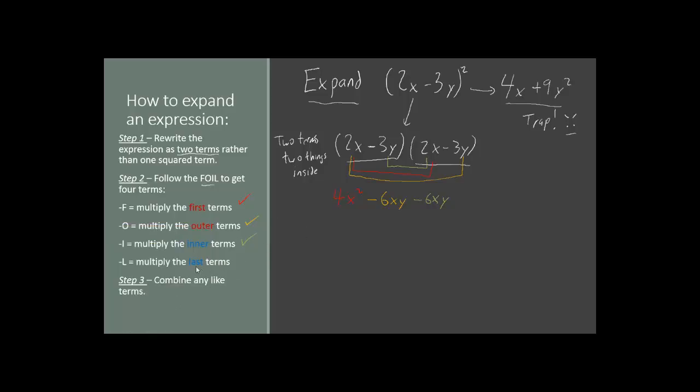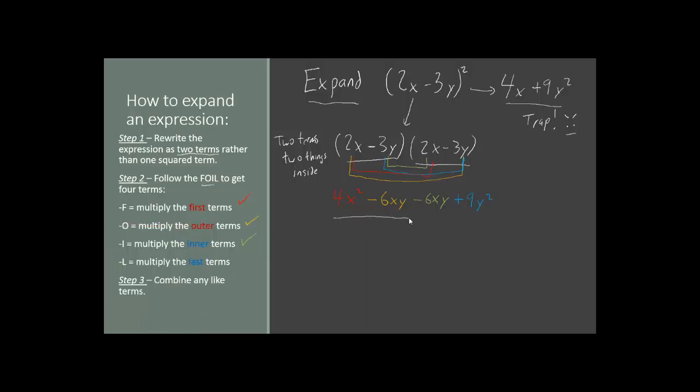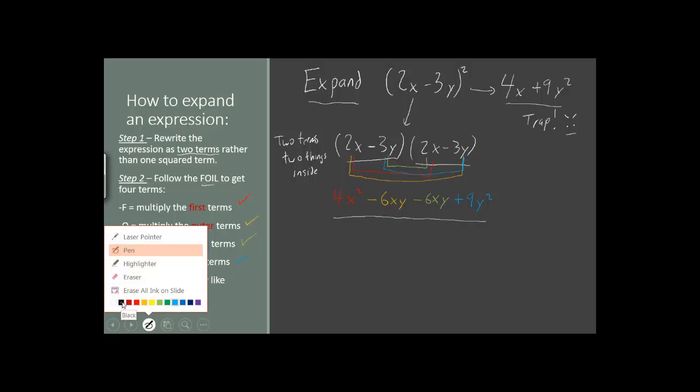Now for our final step, we multiply the last terms together. So we take this negative 3y times this negative 3y. Again, numbers first, then letters. Negative 3 times negative 3 gives us positive 9. And then y times y gives us y squared. And so we have 4 terms, not just 2. That takes care of the last terms. Check that off.